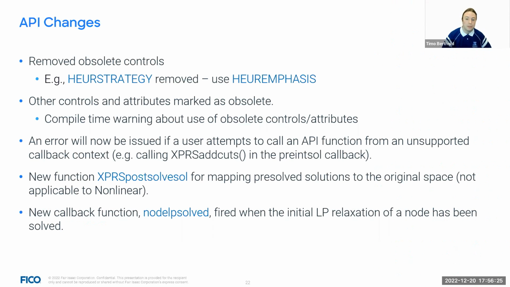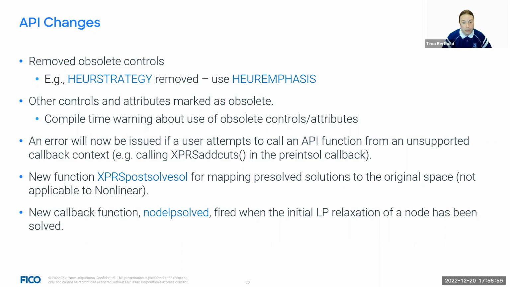First of all, we took the chance to remove some obsolete controls and attributes. Most of them were quite exotic, but one that I would like to point out is heurstrategy. In the future, use heuremphasis, which can be used the same way if you want to disable heuristics, and is much better in enabling an aggressive heuristic strategy. There are a few other controls and attributes which have been newly marked as obsolete, and you will from now on get a compile time warning when you're using one of them.